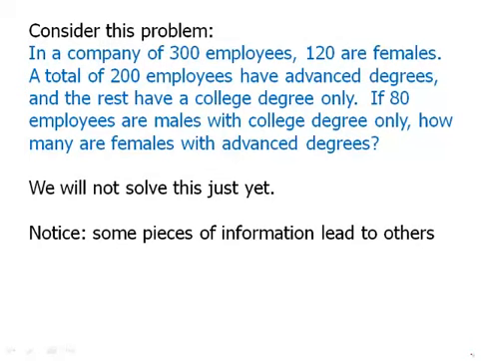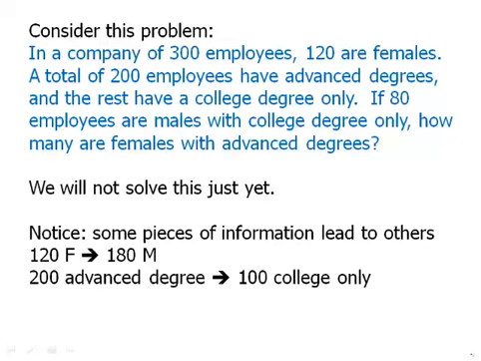Notice that some pieces of information lead relatively quickly to other pieces of information. We know there are 300 employees, 120 are females. That means the other 180 have to be males. Similarly, if 200 of the employees have advanced degrees, well then there must be 100 with college degrees only. So there are certainly ways that some pieces of information lead to others, but we need a way to organize all this information.